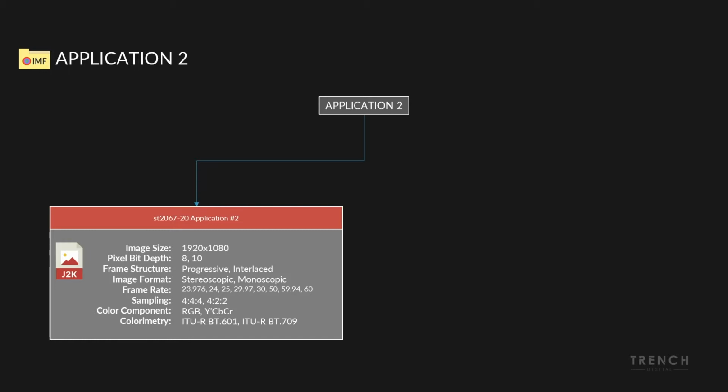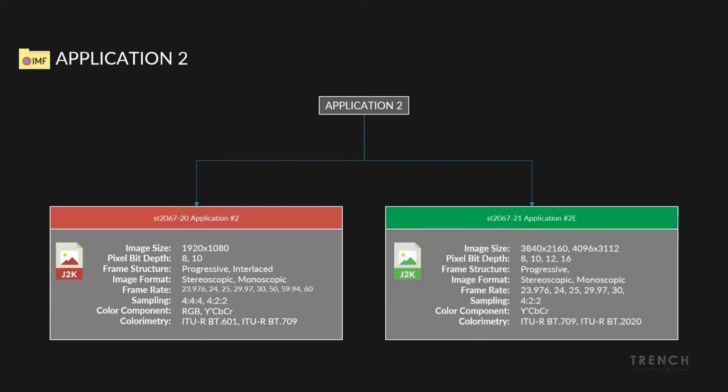Now, you may notice that although HD is great, there is a need for higher image sizes and support of other formats such as HDR, and that is where Application 2 Extended comes into place. App2E supports image sizes up to ultra high definition and 4K resolution and extends the bit depth support to 16, but also constrains other characteristics such as frame rate and color encoding.